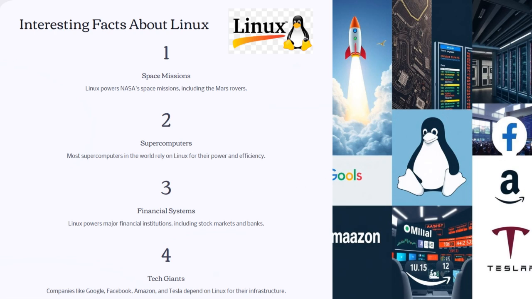What are the interesting facts about Linux? Space missions: most space mission organizations are using the Linux operating system in their environment. Supercomputers also work on Linux. Financial systems like banking, NBFCs, and the securities market have most of their servers hosted on the Linux platform. Tech companies like Amazon, Google, and Facebook are also hosted on the Linux platform.